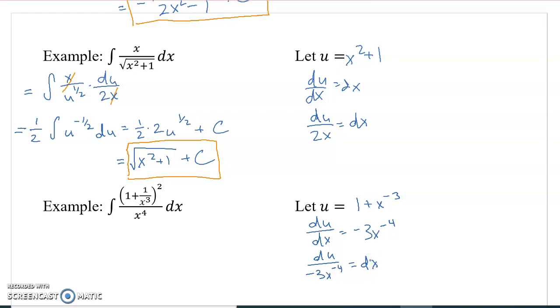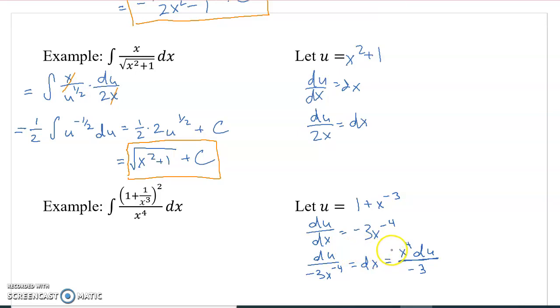Now I'm going to take this one step further, and I'm going to rewrite this as du on the top and a negative 3 on the bottom. And then that x to the negative 4, bring that up to the top. Change it to an x to the positive 4. You don't have to do it that way, but it's kind of nice to do it now rather than looking at negative exponents. I try to avoid negative exponents when they're in an answer.